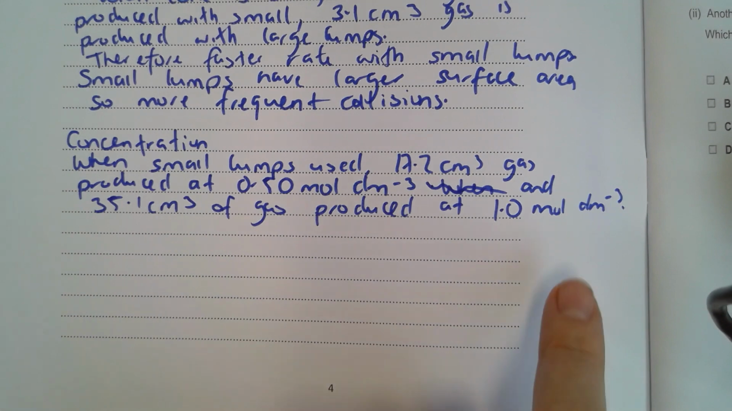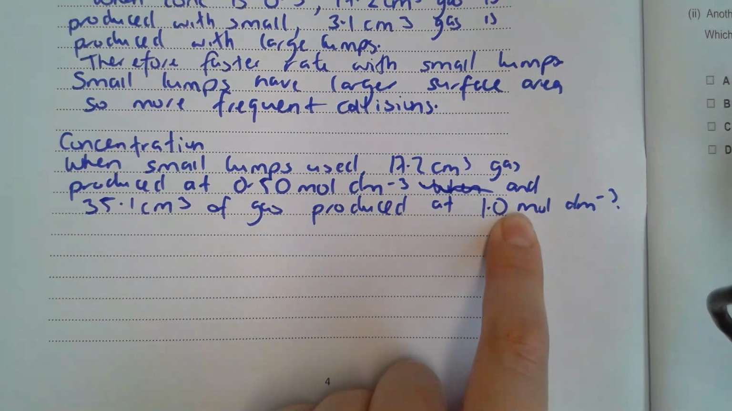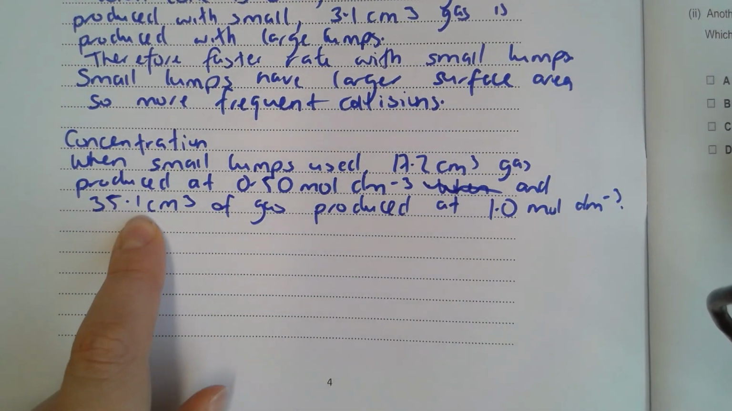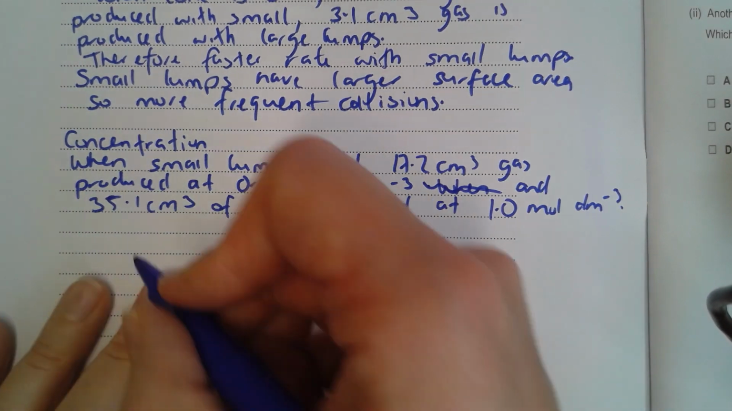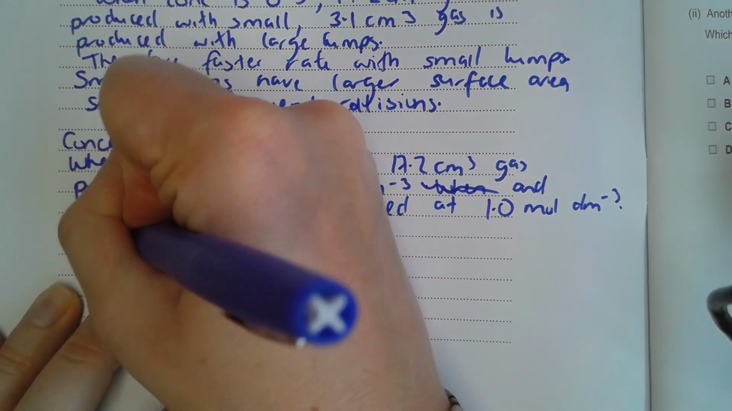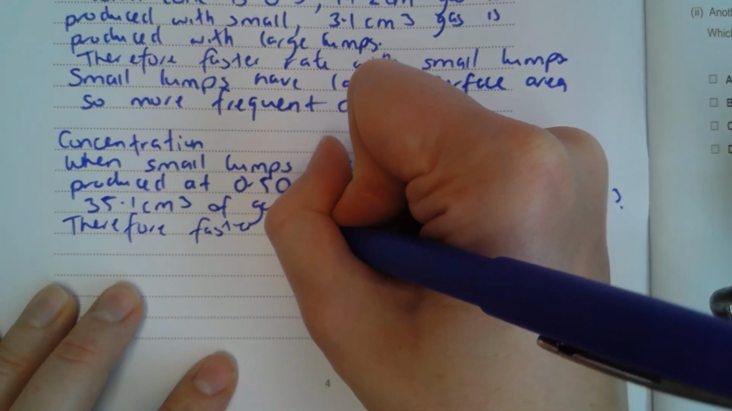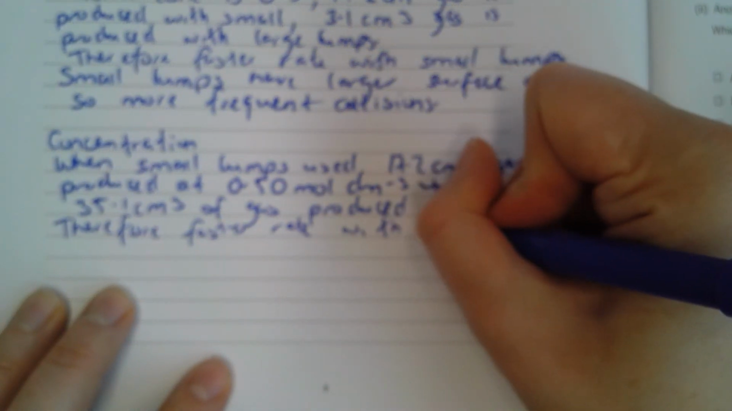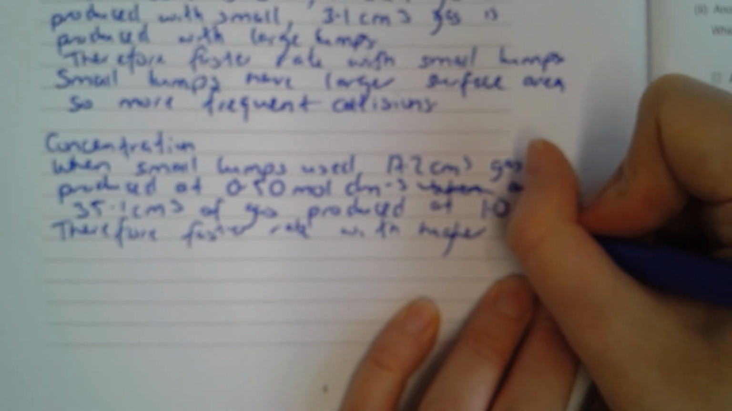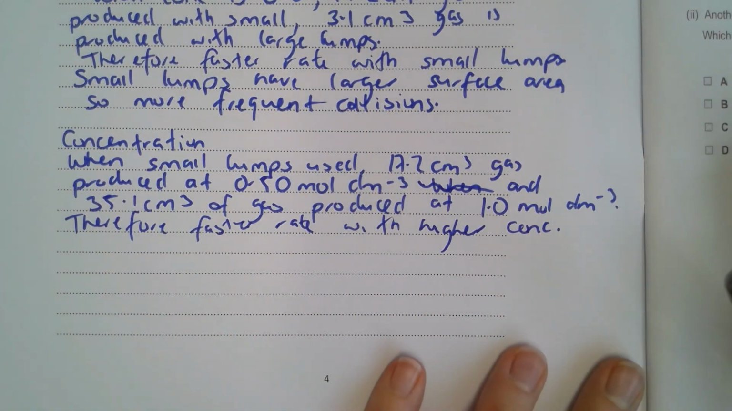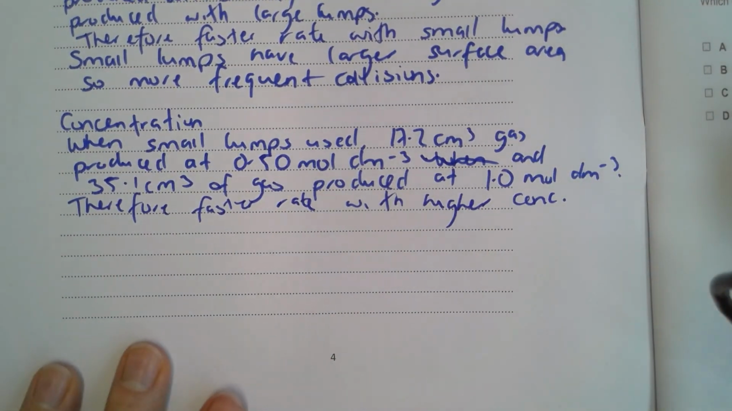So again, what's that telling me? That tells me when I have a greater concentration, I'm getting more gas produced, therefore the rate must be faster at a higher concentration. So I'm going to make that conclusion. Therefore, I've got a faster rate with a higher concentration. And then I need to explain in terms of particle collisions why.